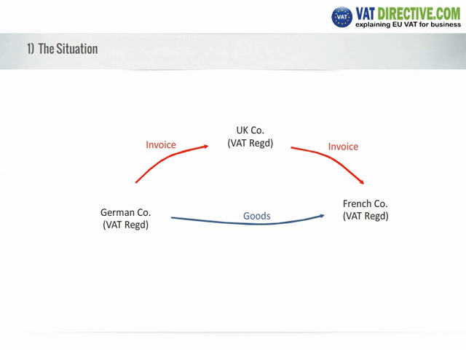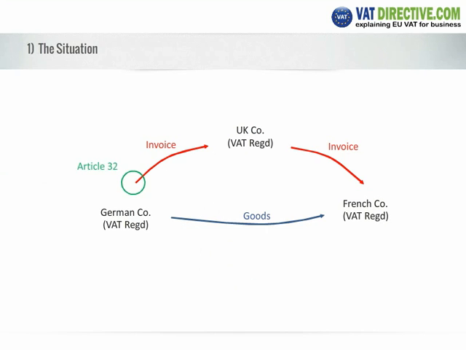Now, rather than transport the goods from Germany to the UK and then on to France, it would seem sensible for the goods to go direct from German co to French co. So that's what's going to happen. They're going to go direct from German company to French company. Now, if we look at the basic provisions, the goods are leaving Germany.